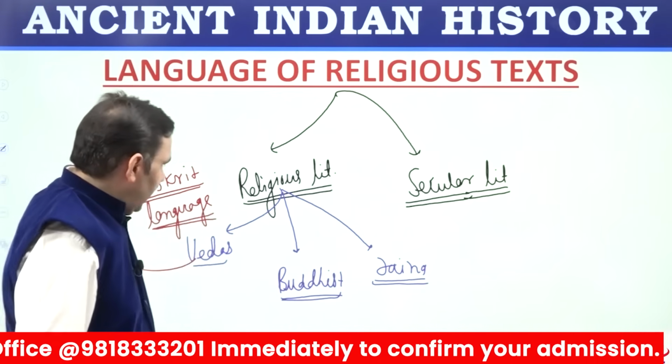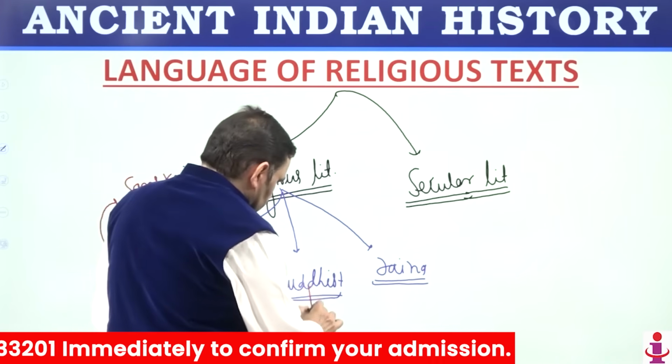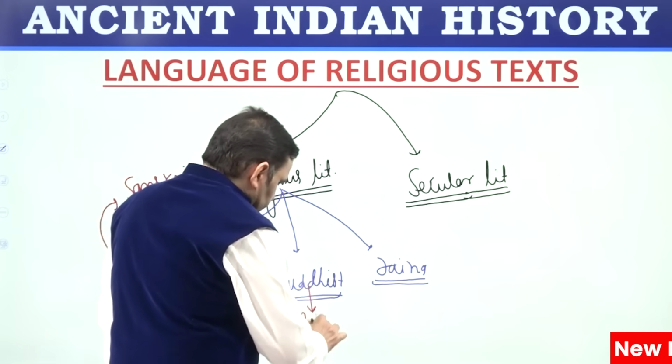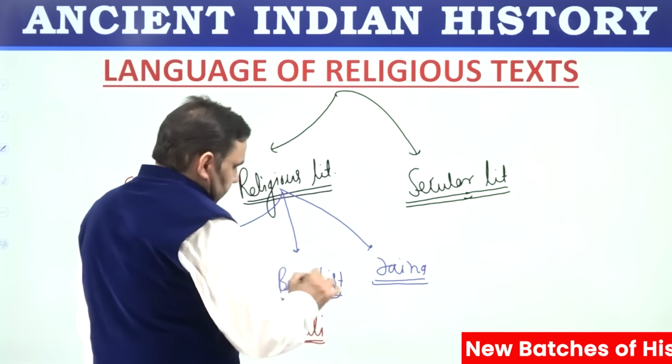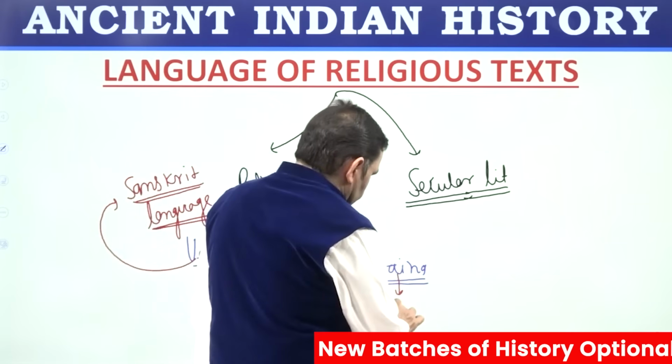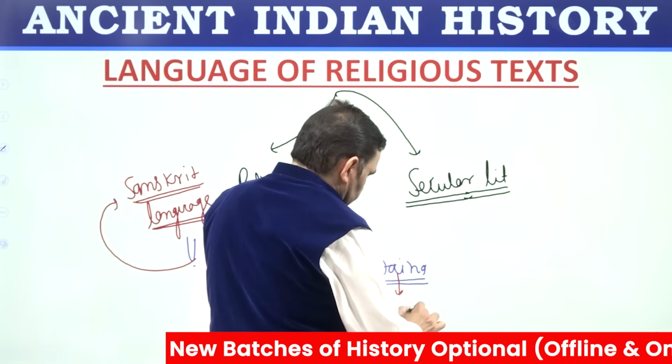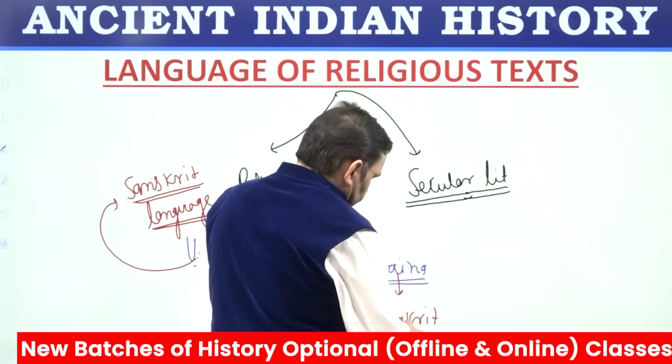So the Vedas were in the Sanskrit language, Buddhist literature was in the Pali language. Very important for the exam, you have to remember. And Jaina literature was in the Prakrit language.